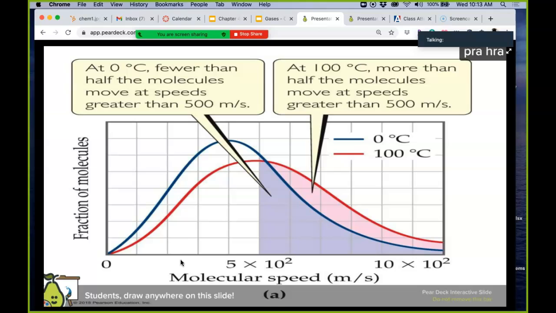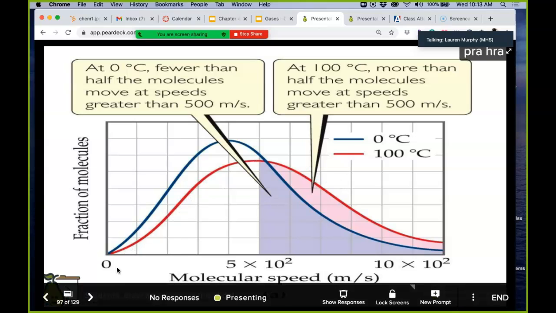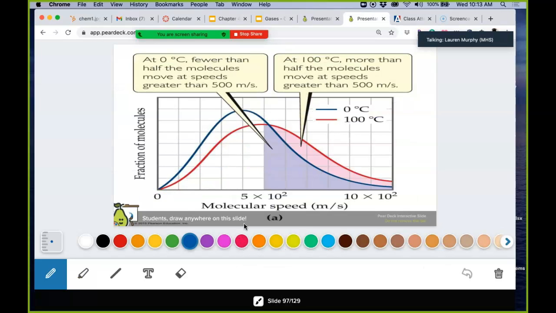Okay, so again, same concept. You have a gas, and you have the gas at two different temperatures. One of the temperatures is 100, and another temperature is 0. So you focus on the area under the curve. So look at the red. This is where they overlap right here. All under here is how many molecules are moving at whatever this speed is and higher.